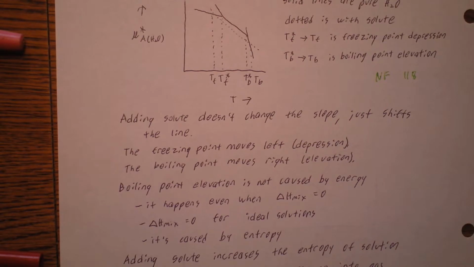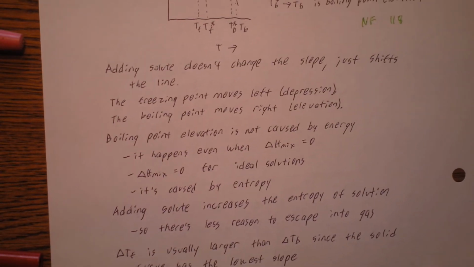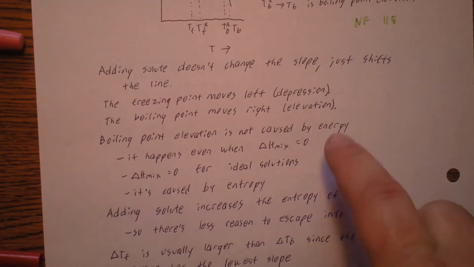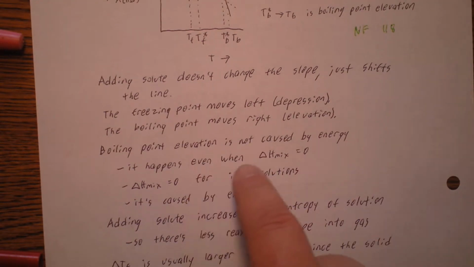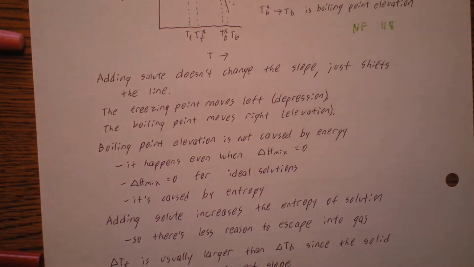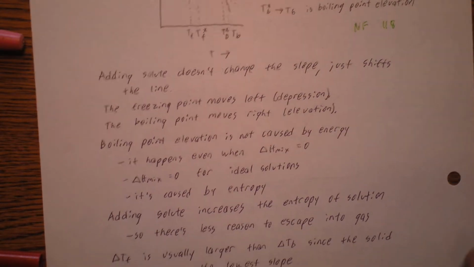Now adding solute doesn't change the slope of the graphs. All it does is shift the line. The freezing point moves left, which is depression, and the boiling point moves to the right, that's elevation. Now remember, this boiling point elevation is not caused by energy. It happens even when the change in enthalpy of mixing is equal to 0. And remember, we said before that the change in enthalpy for mixing is equal to 0 for an ideal solution anyway. And we said on that equation on the previous page, it's caused by the entropy.